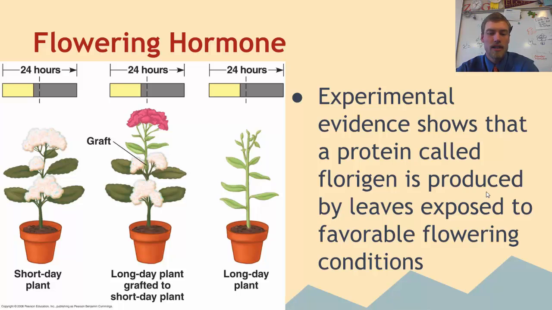There has also been some experimental evidence that shows that there is a protein called florigen that is produced by leaves exposed to favorable flowering conditions, so whether you're a short day or a long day plant. And so that protein is basically believed to be the same between all plants, because if you take a long day plant and you graft it onto a short day plant and you expose it to short day conditions, it will actually flower as the short day plant is flowering, even though it is a long day plant.